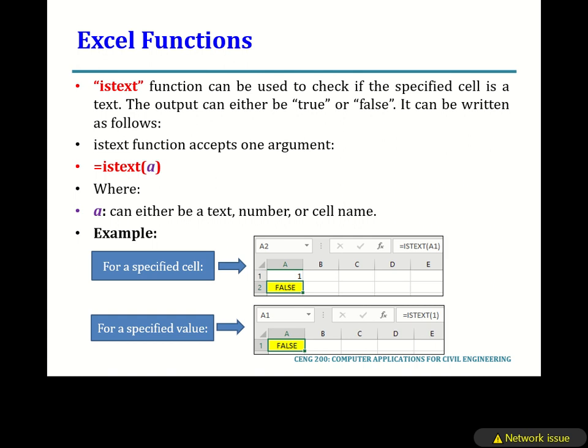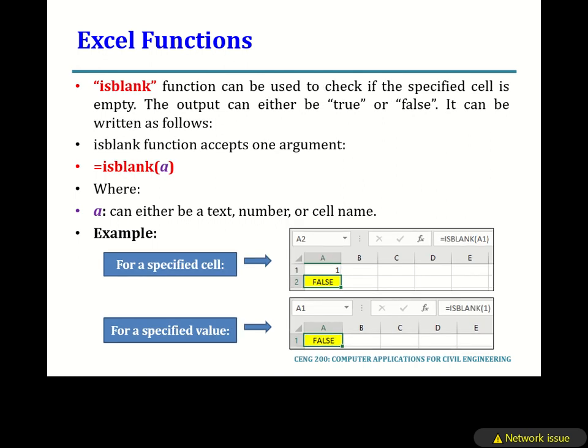Yes, text is true. Okay, so like I said, every function has an inverse. So there was the function is number, the function is text, is even, is odd. Every function has an inverse. Is blank, true and false. If it is blank, it is true. If it has something, it is false. Got it?